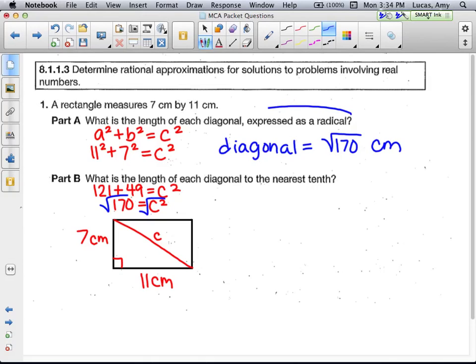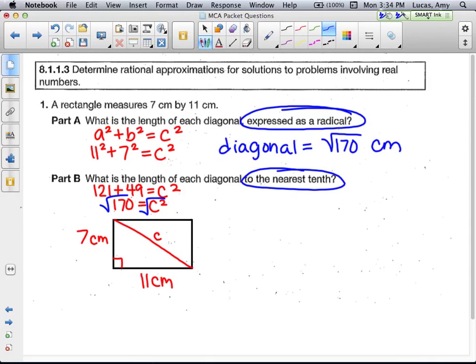Because it said to express it as a radical, I'm not going to do anything else with that square root. I'm going to just leave it alone. So the square root of 170. Then on part B, it says to the nearest tenth. This is where you want to use a calculator.